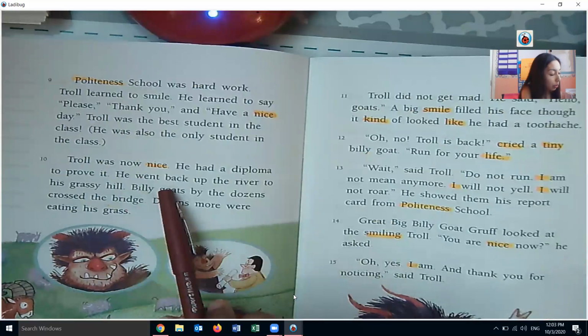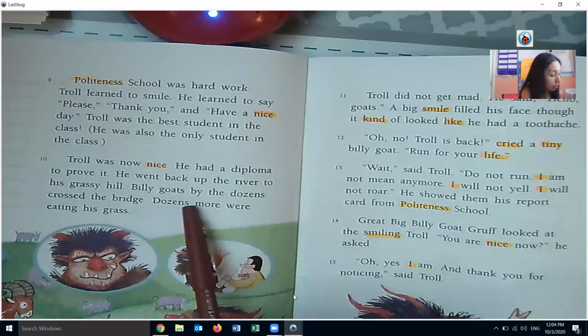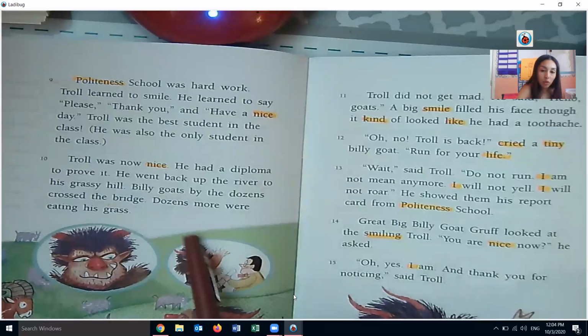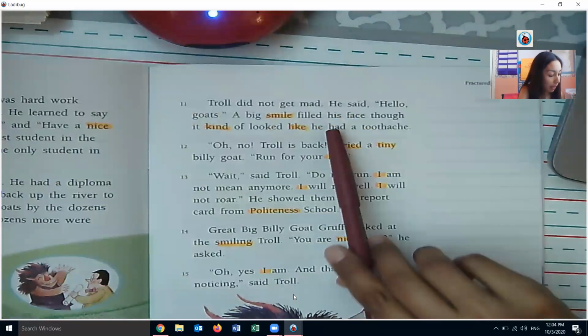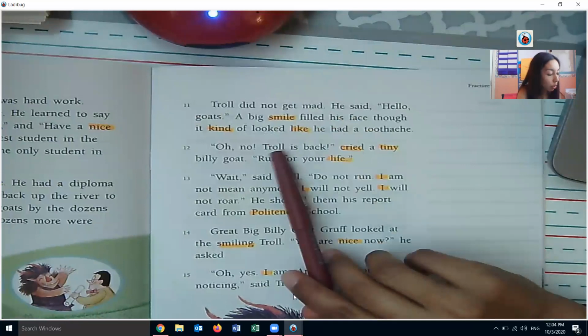He went back up the river to his grassy hill. Billy goats by the dozens crossed the bridge. Dozens more were eating his grass. Troll did not get mad. He said, "Hello, goats." A big smile filled his face, though it kind of looked like he had a toothache.